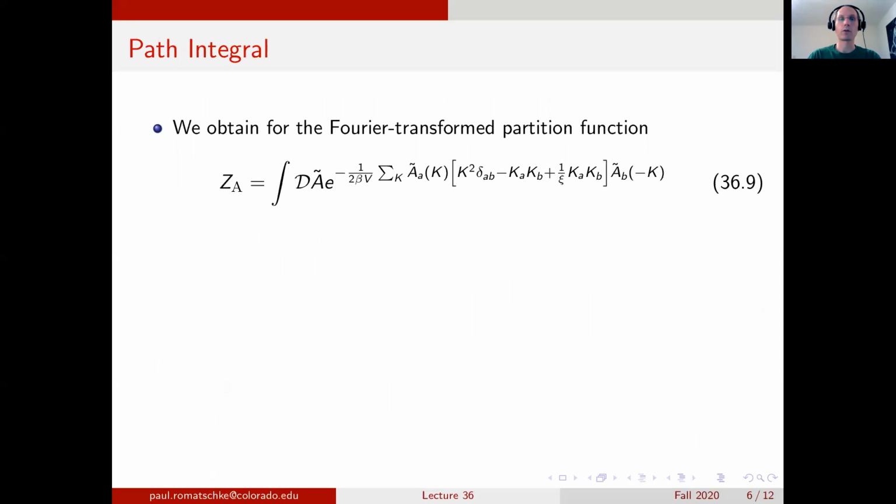Plugging in the explicit form of the Fourier transformed gauge fields, we find that the gauge part of the partition function is now given as the path integral over the gauge fields A times e to the minus 1 over 2 beta V times the sum over all k's, and then the action is quadratic. It contains the term that is just coming from F_AB, and it contains the term that is coming from the Landau gauge fixing condition, which gives us an additional term that's 1 over Xi times k_A k_B.